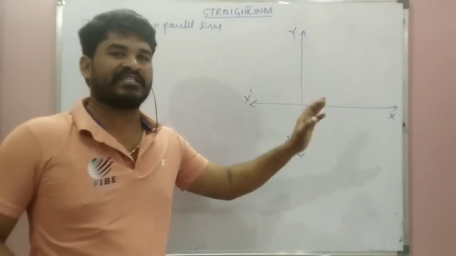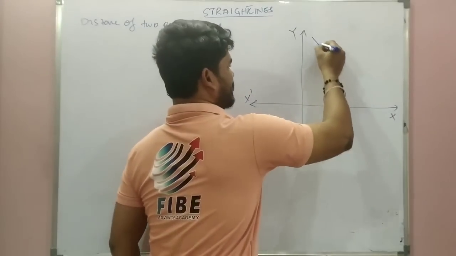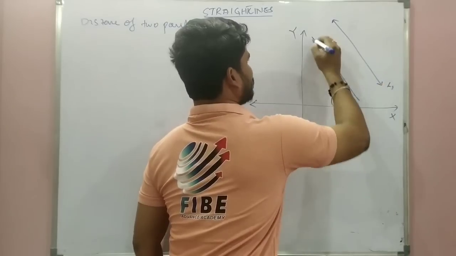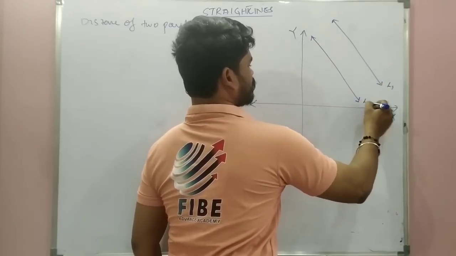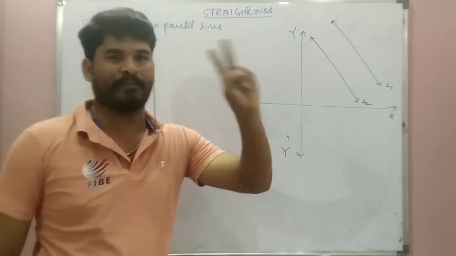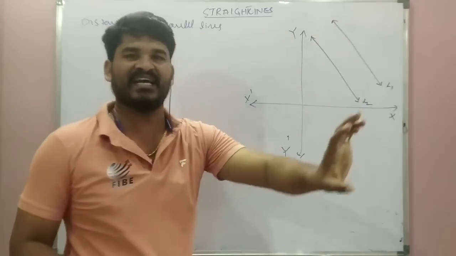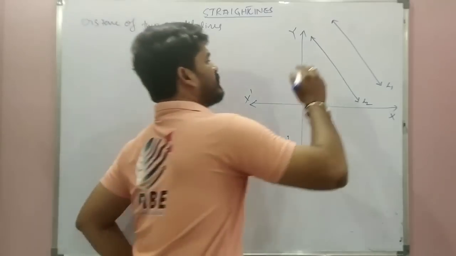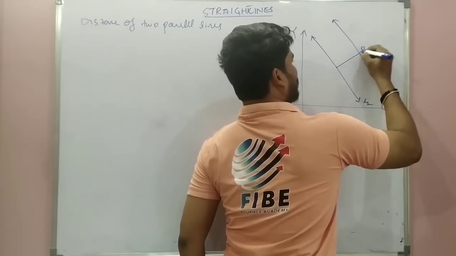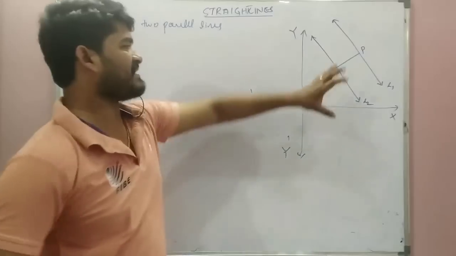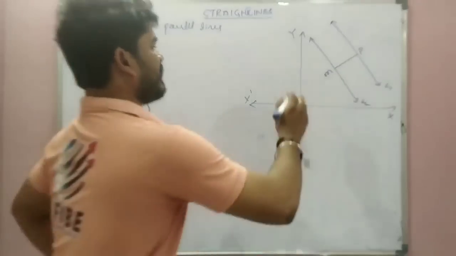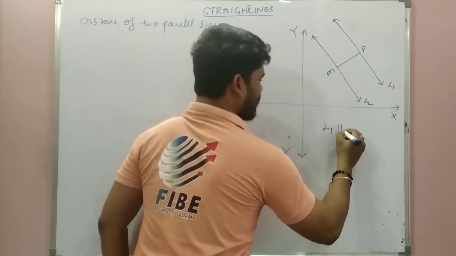On the x comma y axis, we have taken two lines. Assume that these are L1 and L2. Now we are going to find the distance between two parallel lines. Both lines L1 and L2 are parallel lines. So the distance is nothing but the distance between them. These are P and M. So PM is the distance between the L1 and L2 lines. Therefore, here L1 is parallel to L2.